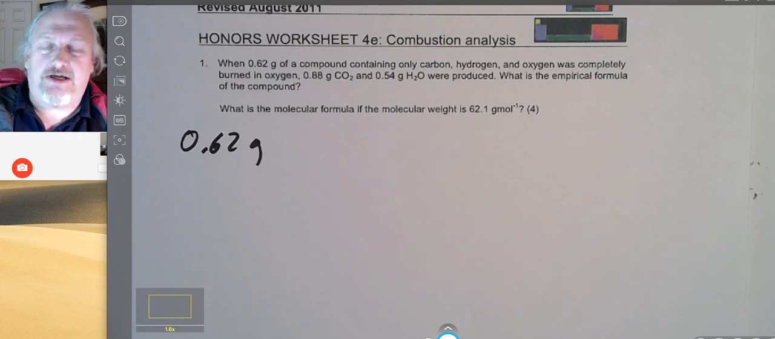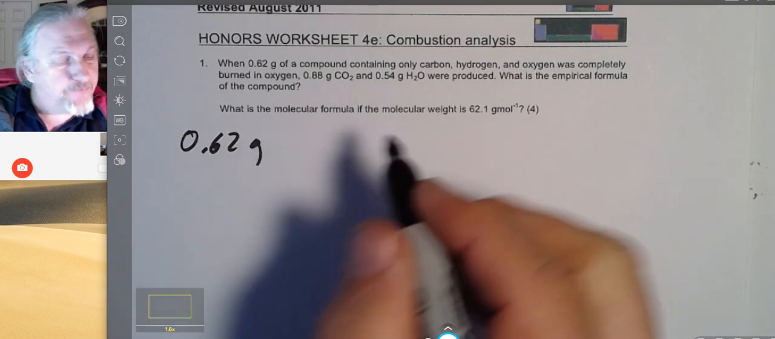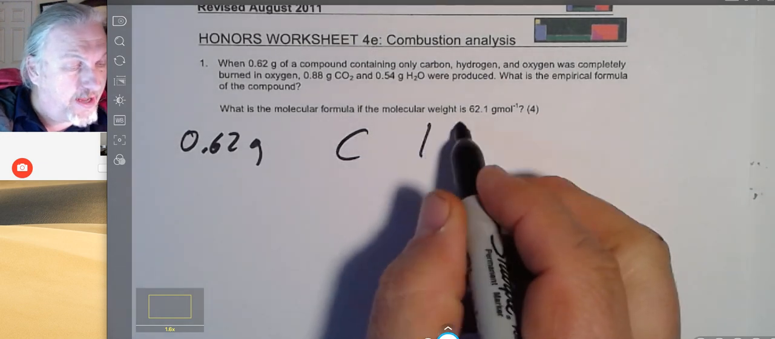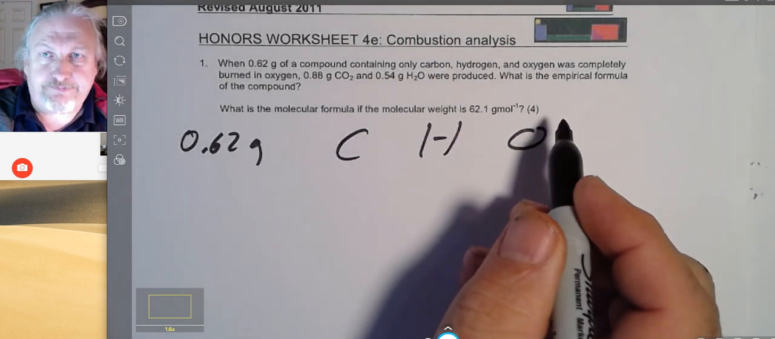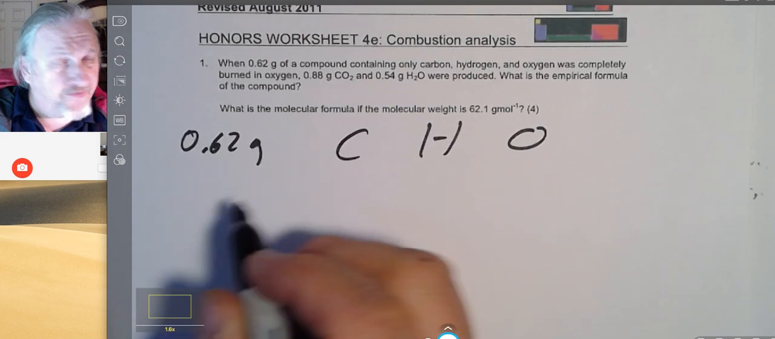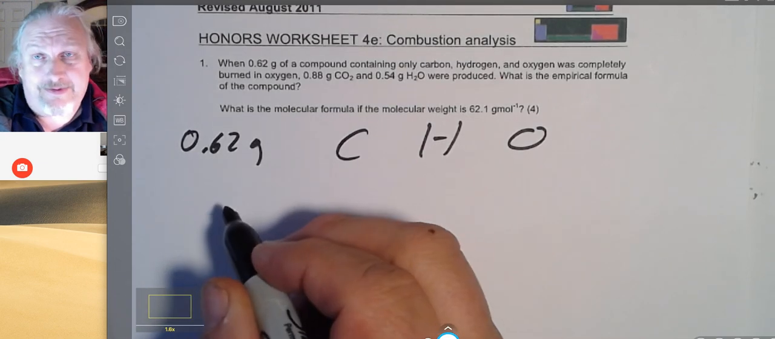So as this sample was burned completely in oxygen, 0.88 grams of carbon dioxide was formed, and also 0.54 grams of water were produced. So first, what is the empirical formula? So I know I've got carbon, hydrogen, and oxygen. Okay, so first of all, we don't even need a balanced reaction.